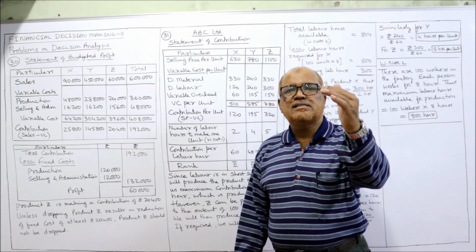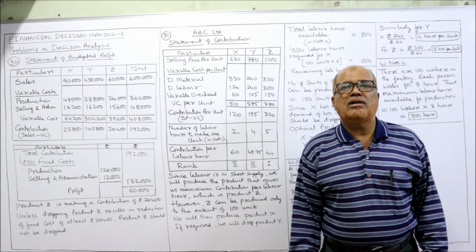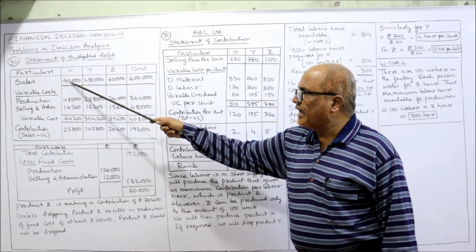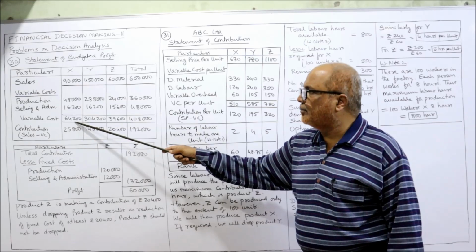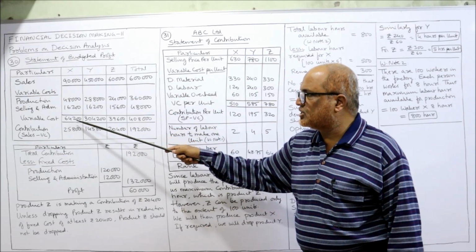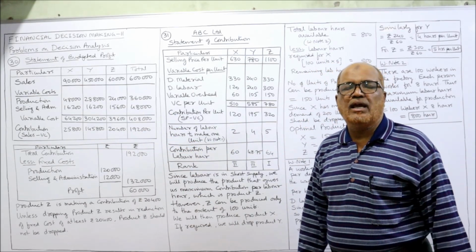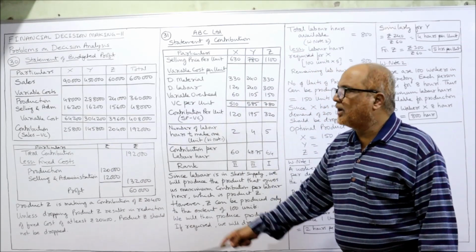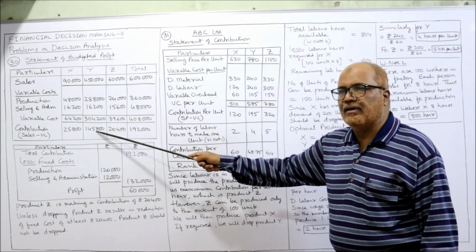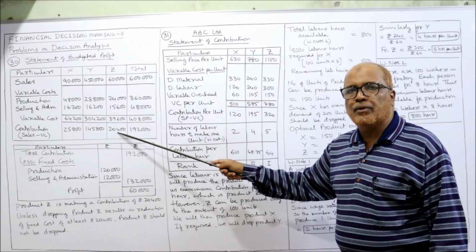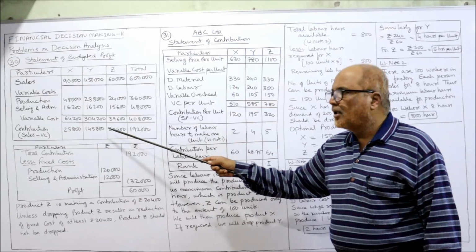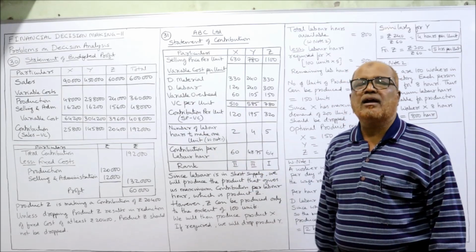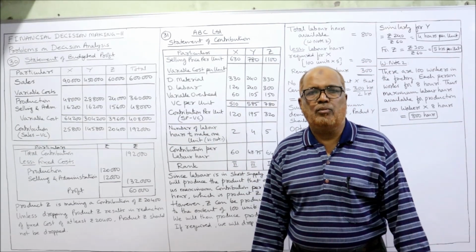We know sales minus variable cost is contribution. So here sales 90,000, variable cost 64,200, 90,000 minus 64,200, 25,800 is the contribution given by product X. Similarly, contribution by product Y 1,45,800. Contribution made by product Z 20,400. The total contribution, all the three added together, you will get 1,92,000.